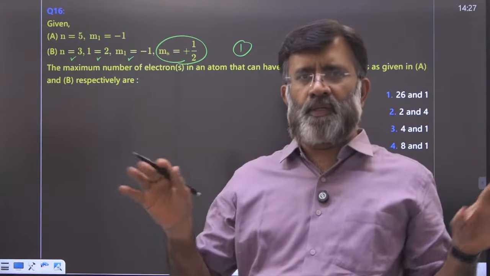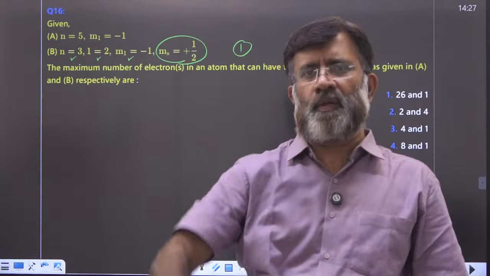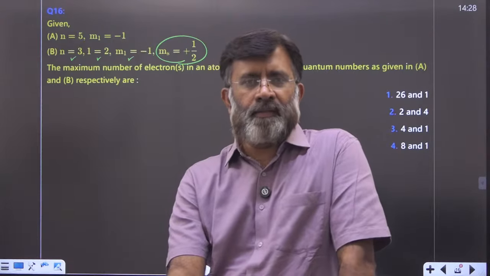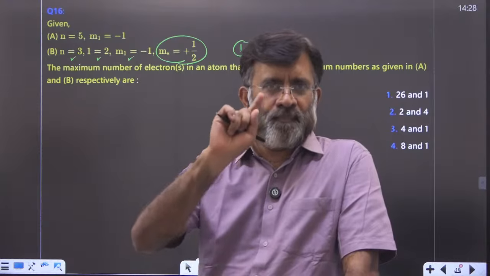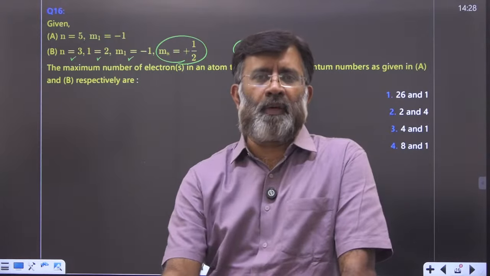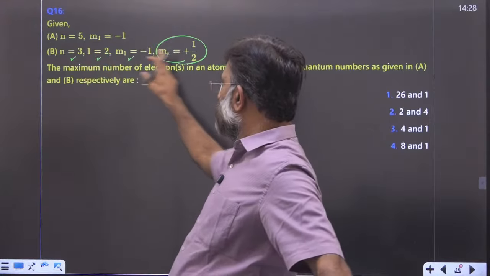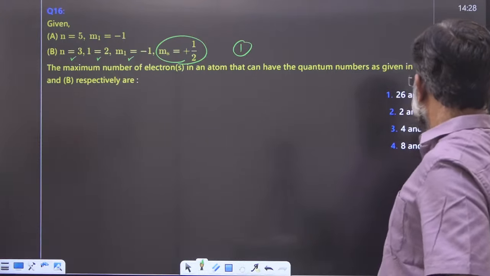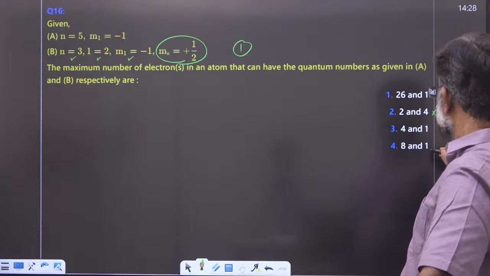Whether atom, molecule or ion, a system can have only one electron with the same set of quantum numbers. Once we have stated all the quantum numbers, there is only one electron. So the second point is certain, it is 1.